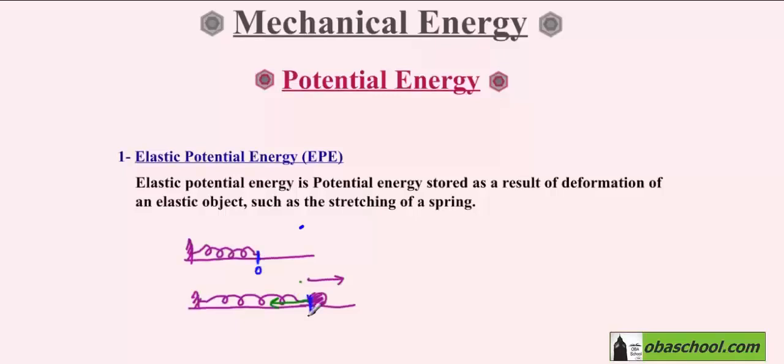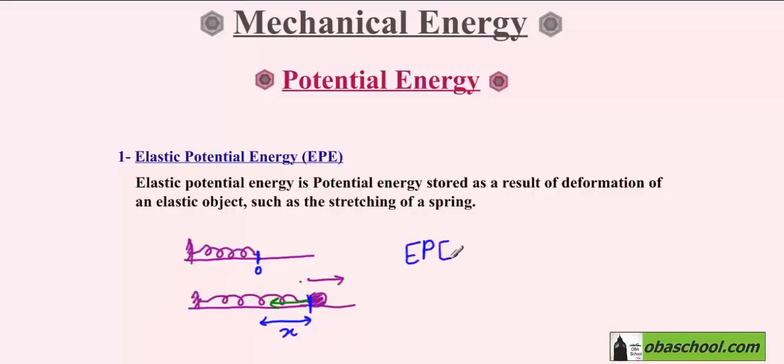So if we name this point 0, the origin of the natural state of the spring, and we measure this length notated by x, we can find the elongation that we made, turning the spring from its natural state to its elongated state.